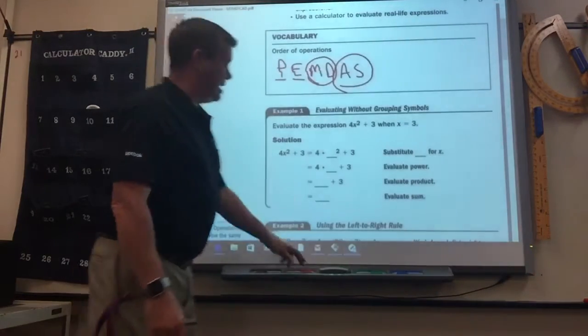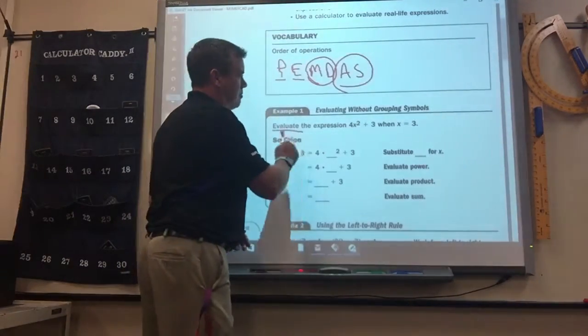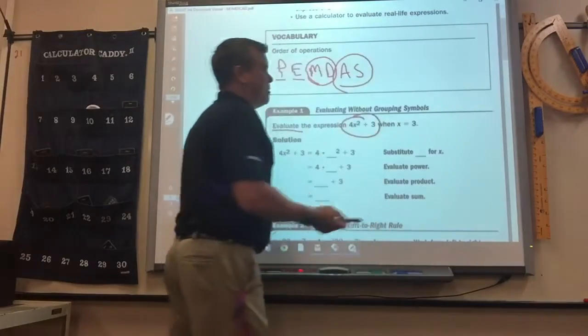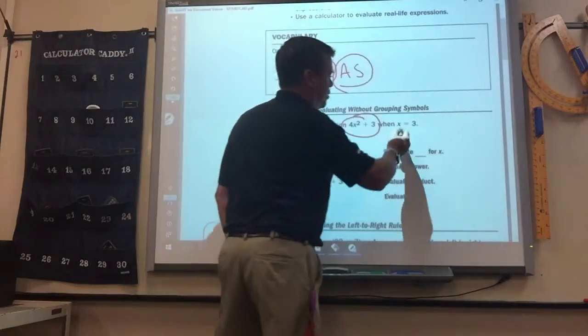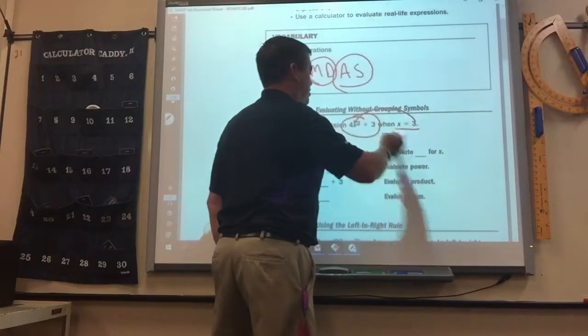So we've got, again, evaluate means to solve. Here's the expression, just like we had before. And then they tell you what the letter's equal to. So you just got to put 3 in there.